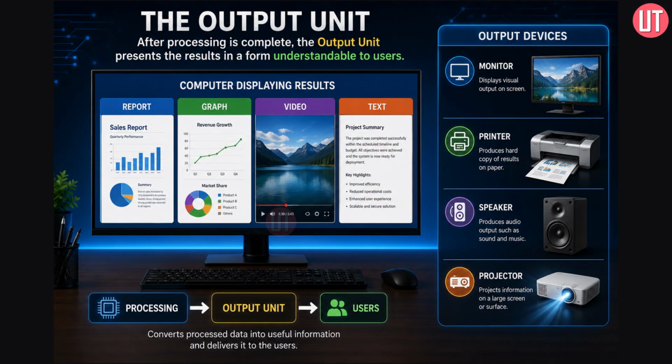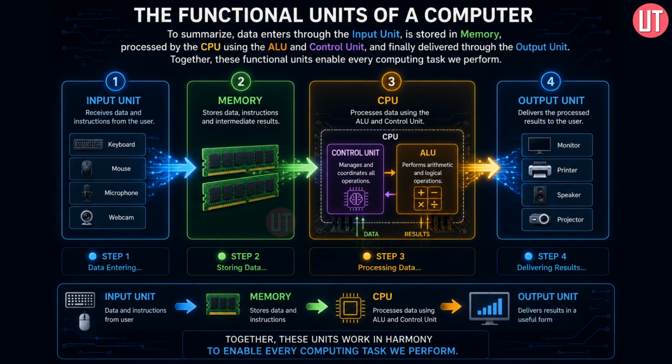After processing is complete, the output unit presents the results in a form understandable to users. To summarize, data enters through the input unit, is stored in memory, processed by the CPU using the ALU and control unit, and finally delivered through the output unit. Together, these functional units enable every computing task we perform.